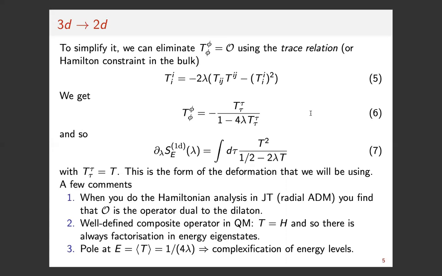So just a few comments about this particular operator. The first comment is that if you do a Hamiltonian analysis of JT gravity, say do some radial slicing of the bulk, then you'll actually find that this operator O is the operator dual to the dilaton. And this is just because in higher dimensions, the extrinsic curvature is related to the stress tensor, but in JT, the extrinsic curvatures are actually related to this operator dual to the dilaton.